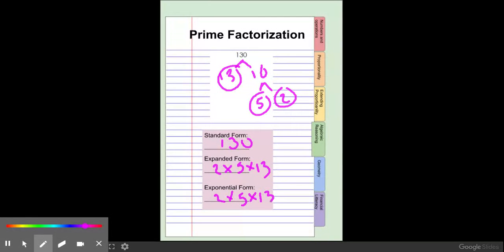All right, remember your factor tree might look a little bit different than mine, depending on what numbers you chose. But in the end, your standard, expanded, and exponential form will be the same. So our standard form is 130. Our expanded form should be 2 times 5 times 13. And our exponential form should also be 2 times 5 times 13. There were no numbers that got multiplied more than once, so there's no exponents in here, so it's going to be the same.